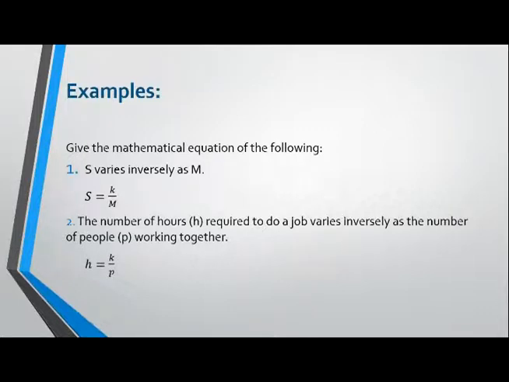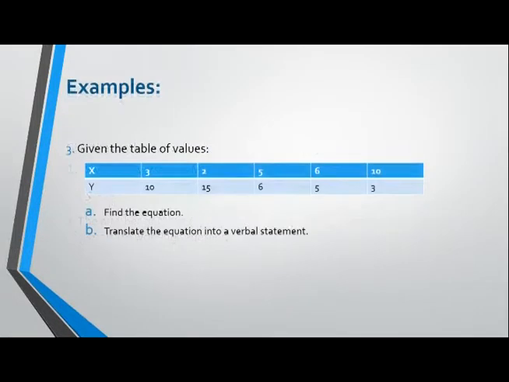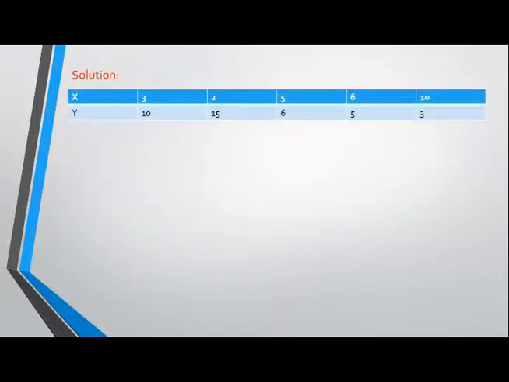Third example. Given the table of values, let's find the equation and translate the equation into a variable statement. What we can see is that when the value of x is 3, the value of y is 10. If the value of x is 2, the value of y is 15. If the value of x is 5, the value of y is 6. So as x increases, the value of y decreases.